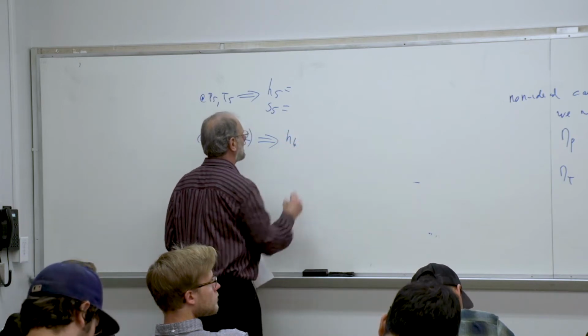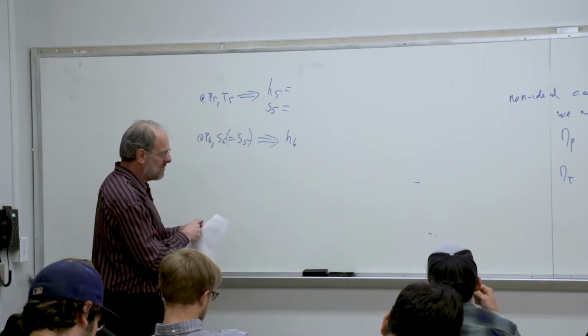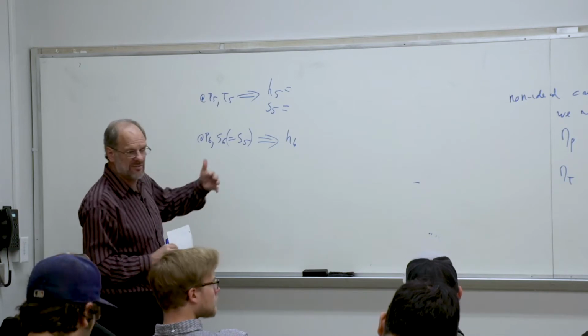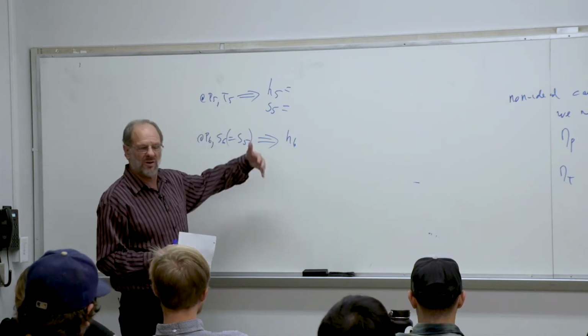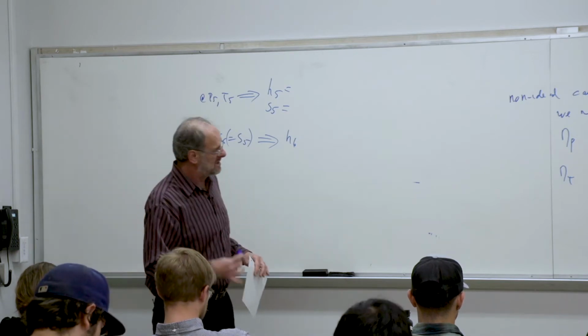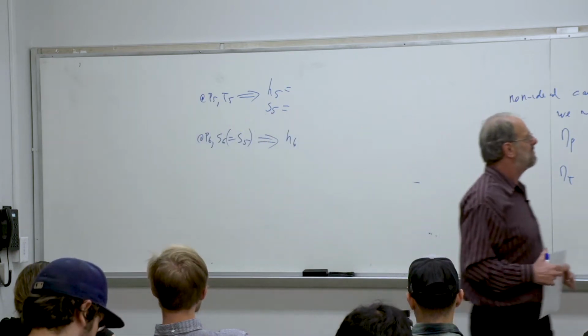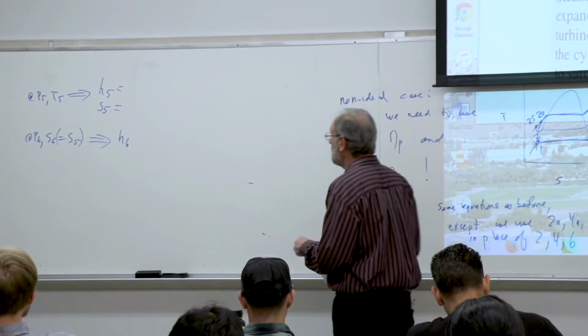Now, we're not likely going to be able to find it directly. It's very likely that point 6 is going to be a two-phase mixture, in which case we'd actually have to use the entropy first to get the quality, and then the quality to get the enthalpy. But nonetheless, at least we can find all of our property data.